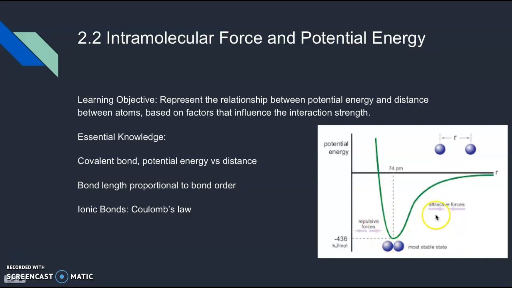So in this area of the curve, the attractive forces are stronger, so that's moving the atoms closer together. But in this area of the curve, the repulsive forces are stronger, and that's going to push the atoms farther apart. So in the lowest part of the curve, that's where we have the covalent bond. And what happens is the atoms will kind of cycle back and forth.